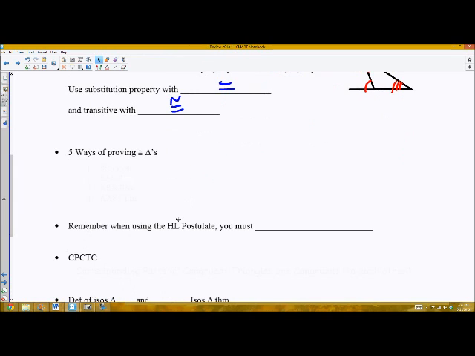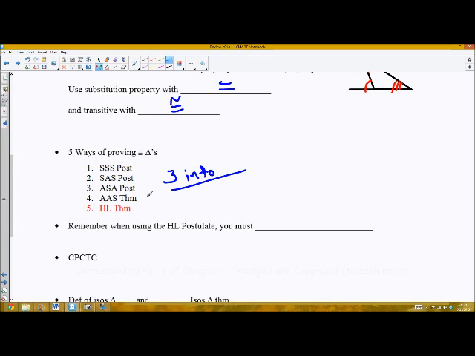Okay. Five ways of proving congruent triangles. Well, we have the side-side-side postulate, the side-angle-side postulate, the angle-side-angle postulate, the angle-angle-side theorem, and the hypotenuse-leg theorem. Now recall or notice that for each of these, you will need 3 pieces of information.